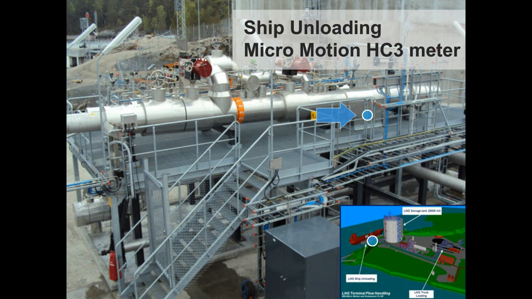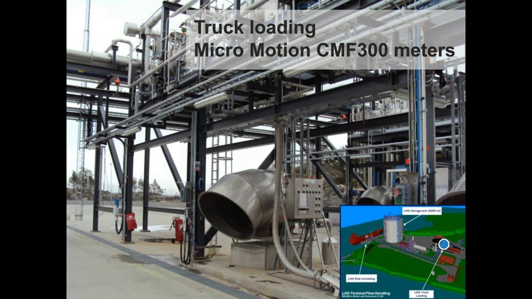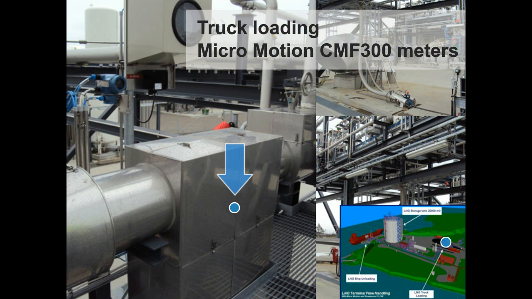At the blender, there are two 2-inch CMF300 Coriolis meters installed. This is a view of one of the truck loading bays. Here you can see how a 3-inch CMF300 Coriolis meter with insulation has been installed up above the truck loading bay. This meter is used to measure the amount of LNG loaded into each truck.